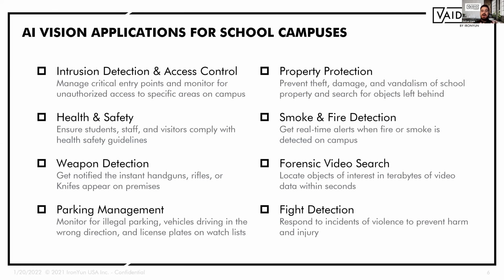Again, if you can see it, then AI can see it. So weapons are definitely at play here. If somebody pulls out a handgun or a rifle or a knife, you're going to get that alert instantly. You could trigger a lockdown from there. You could get eyes on it straight away and make the necessary calls to mitigate any risk there.